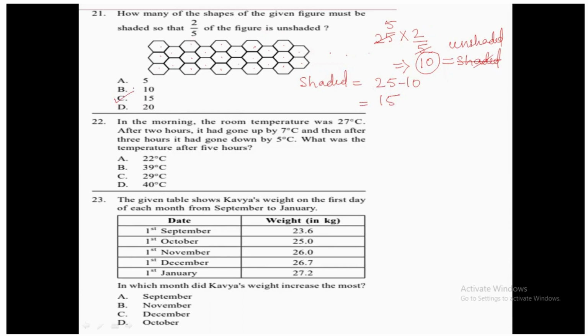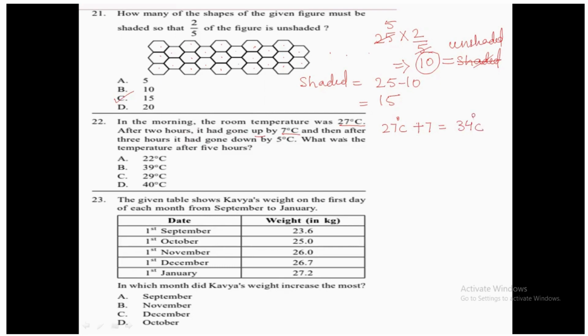Understood, everyone? Okay, let's move on to question number 22. In the morning, the room temperature was 27 degrees Celsius. After 2 hours, it had gone up by 7 degrees Celsius, so I need to add 7 over here. What I'm getting is 34 degrees Celsius.